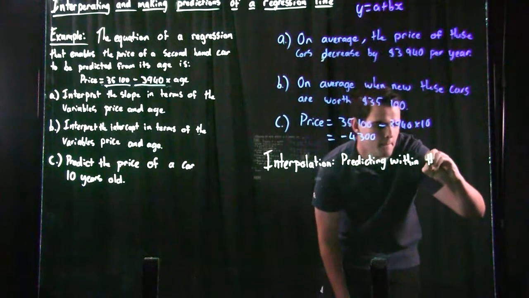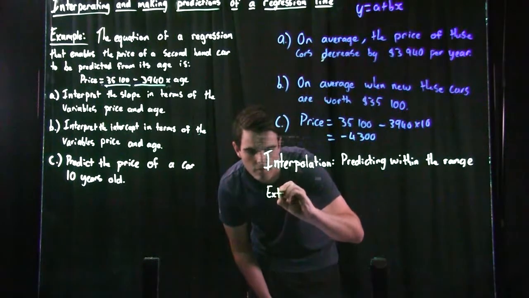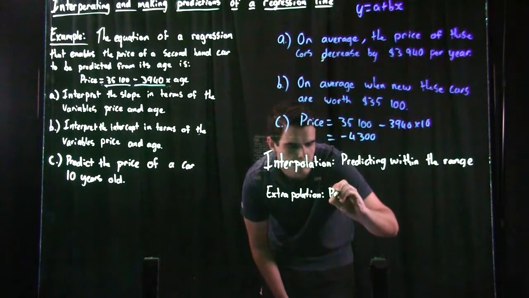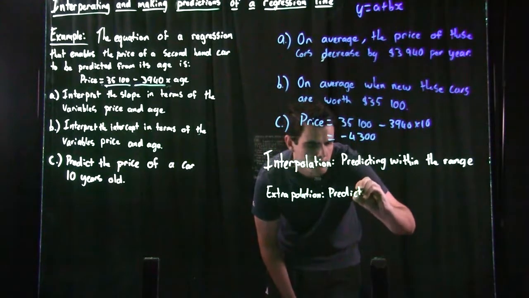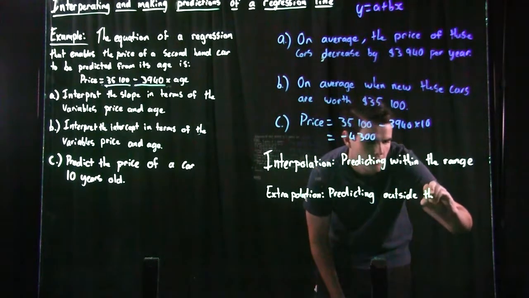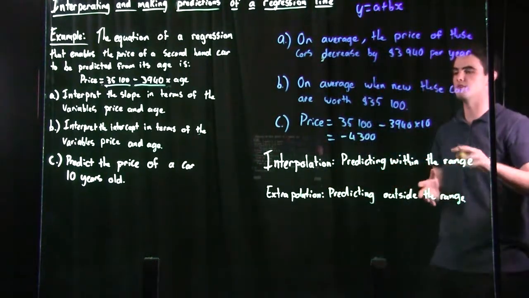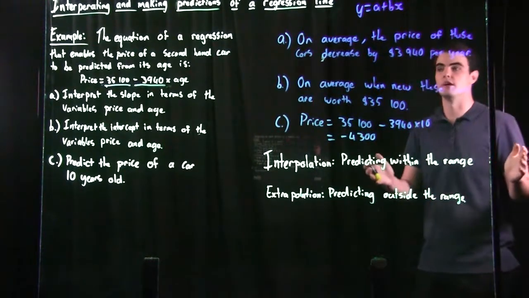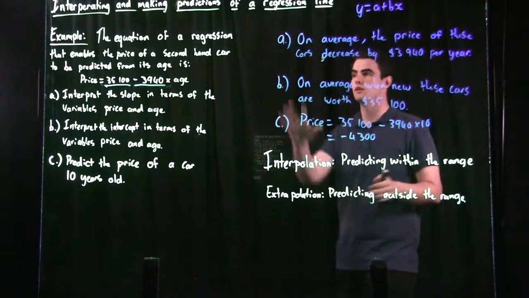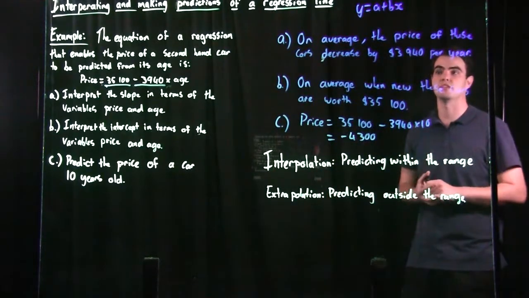Interpolation is predicting within the range, and extrapolation is predicting outside the range. Those are two really important terms that we need to know. So for this one, we are obviously outside the range. We've got a negative answer, so we could look back and try and figure out where that range was. It hasn't been given in that question, but we would know when we get to here, well, we are outside the range because we've got an unrealistic answer.